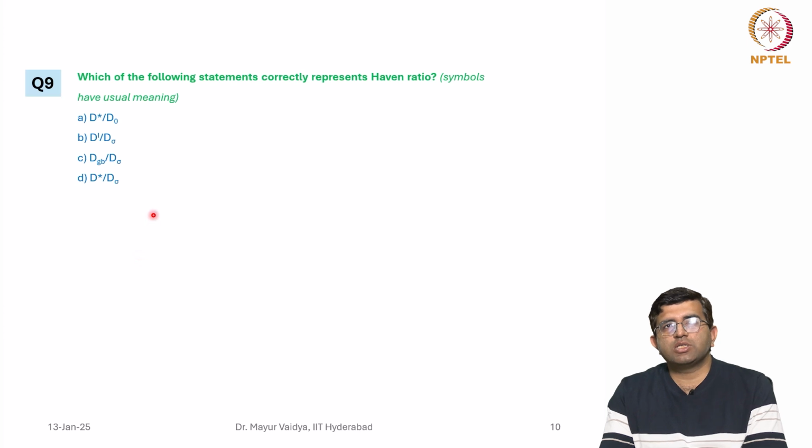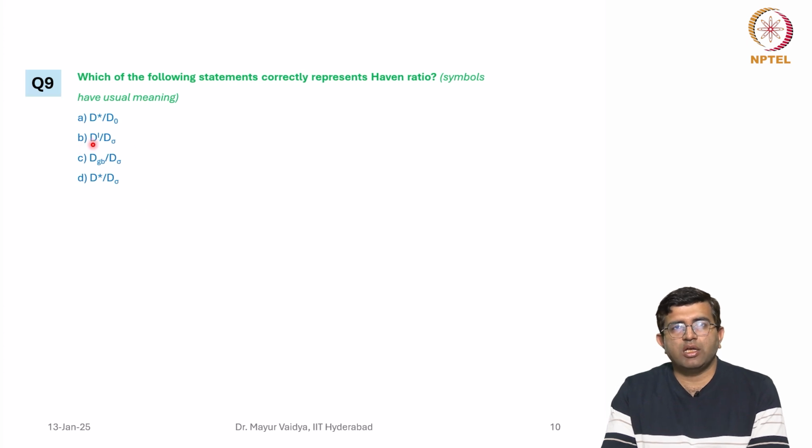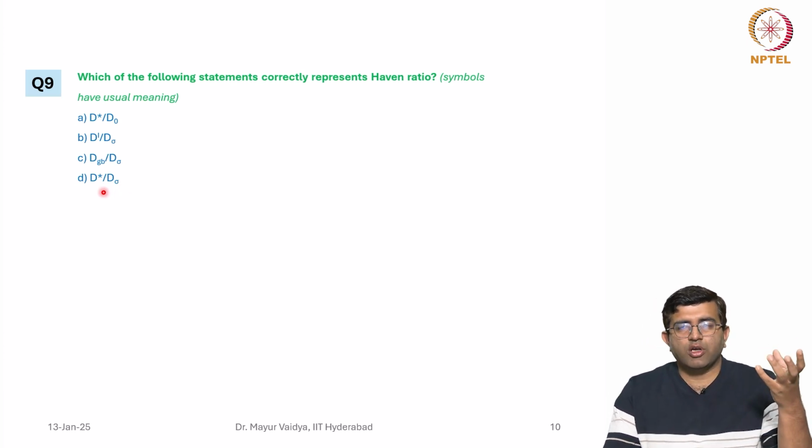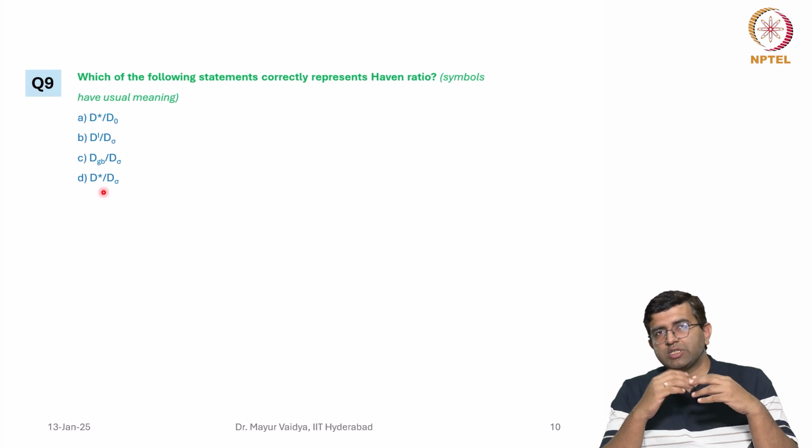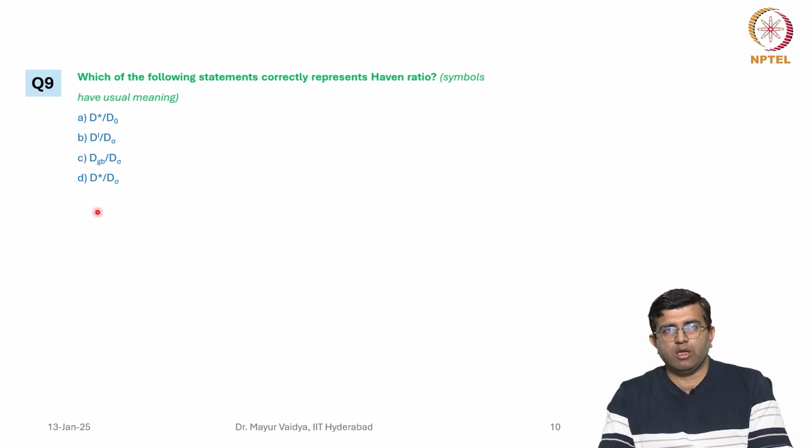The next question is: which of the following statements correctly represents the Haven ratio? The symbols have usual meaning. Di is the intrinsic diffusion coefficient, D_GB is the grain boundary diffusion coefficient, D_sigma is the charge diffusivity, D star is the tracer diffusion coefficient. When we were talking about the electrical methods, we saw that the Haven ratio is basically the ratio of the tracer diffusivity to the charge diffusivity. So, the correct option is D.